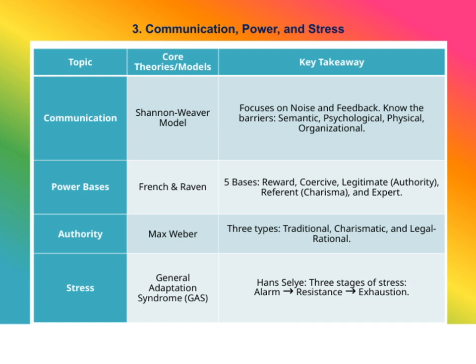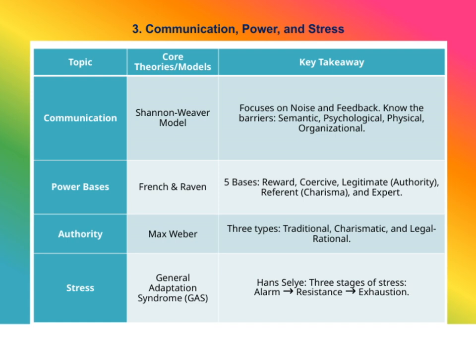Next, we have power bases, as described by French and Raven. There are 5 main types: reward power, which is based on the ability to give rewards; coercive power, which relies on the ability to punish; legitimate or authority power, stemming from a formal position; referent power, which comes from charisma or personal appeal; and expert power, based on knowledge or skills.